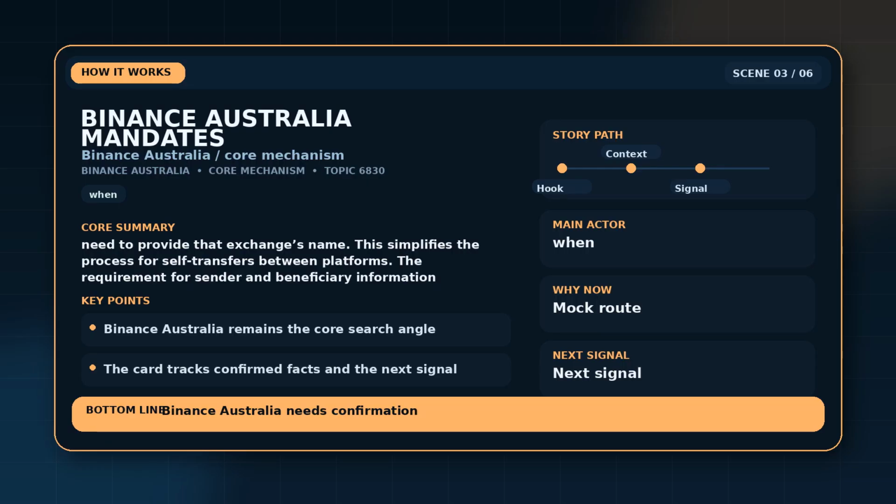need to provide that exchange's name. This simplifies the process for self-transfers between platforms.